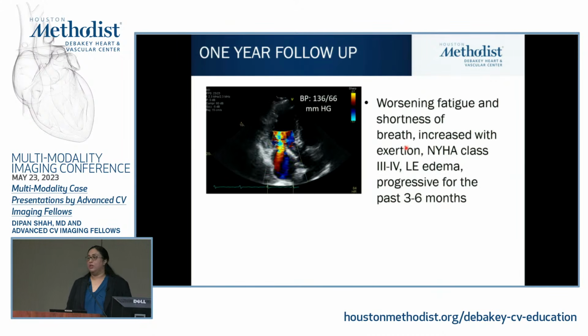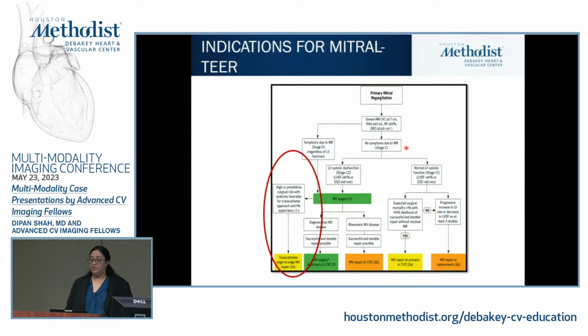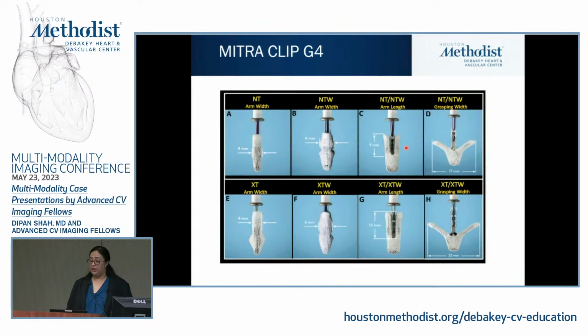An echo was repeated, and echo showed severe mitral regurgitation, which was seen even at a month follow-up from the echo. And in these patients with high and prohibitive surgical risk, which was the initial clinic visit, the surgery team, the cardiovascular team, had already seen him and decided for a mitral clip. So he's higher prohibitive surgical risk, symptomatic MR.